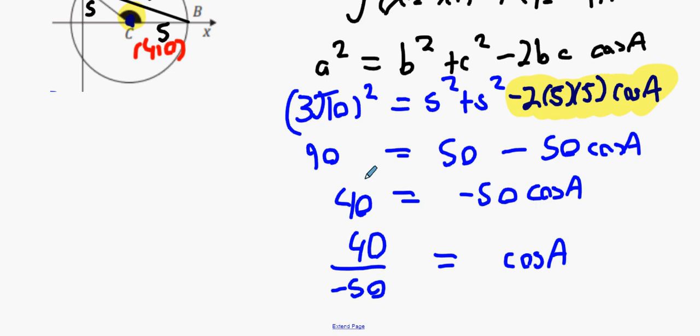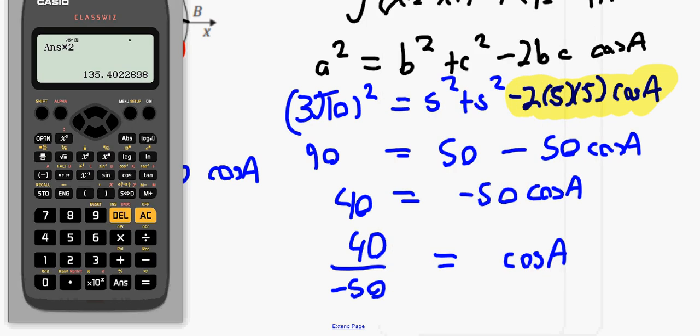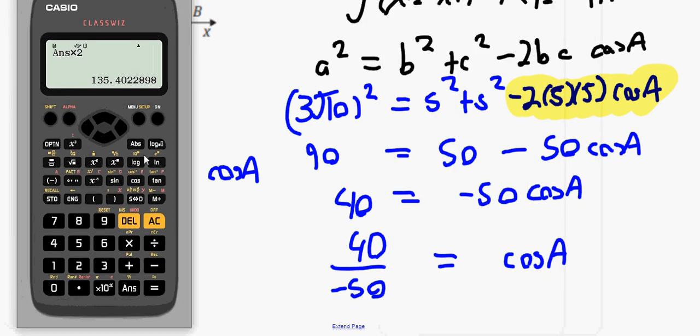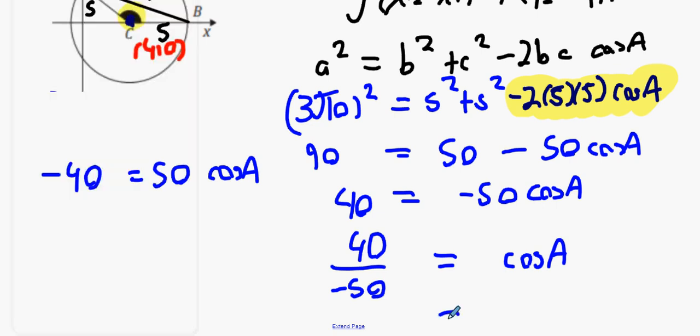If you wanted, you could multiply both sides by negative, and then you could get that. And then you just bring the 50 underneath, and you get roughly the same thing. All right, how do you separate cos from A? It is shift cos inverse and then minus 40 over 50. And you should get yourself 143. Go, you guys.